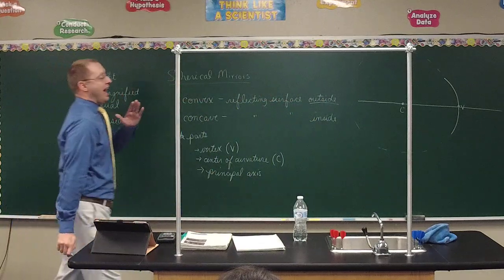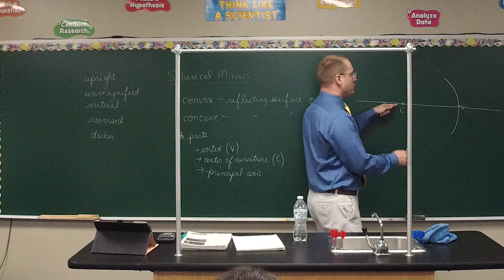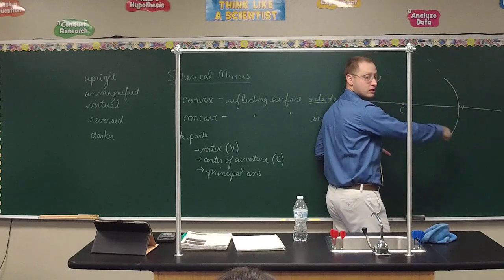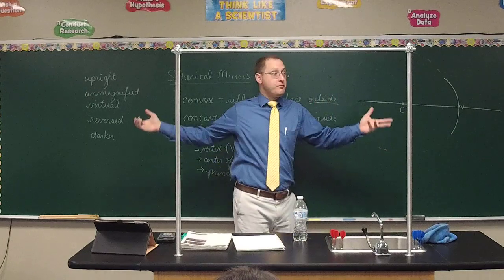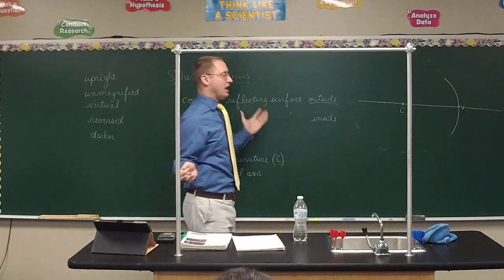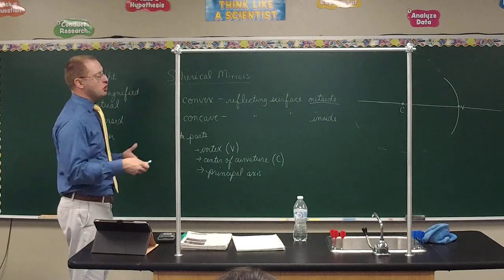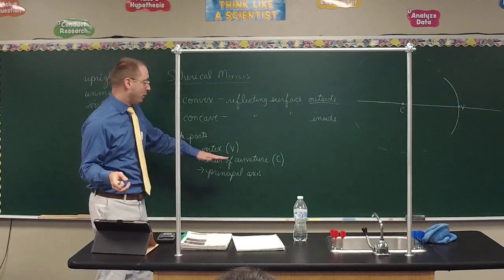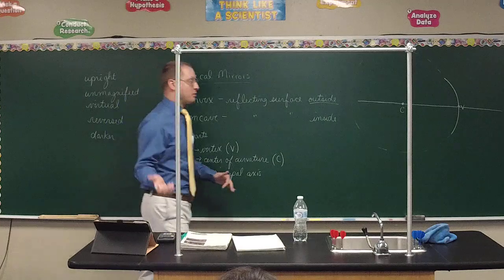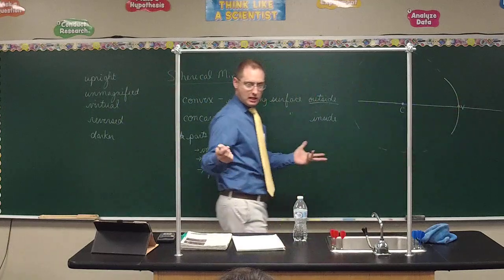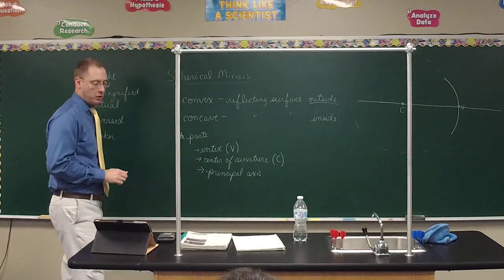Now, question. How many lines could I draw through C that actually go to the mirror? An infinite number, right? I could draw an infinite number of lines. Those would be considered secondary axes. We don't need to know that, but you could draw a whole lot of axes. The principal axis is called the principal axis. It's the main one. It's the one that goes through C and through the vertex. Make sense? There's a lot of vertices, if you will, that we could draw.